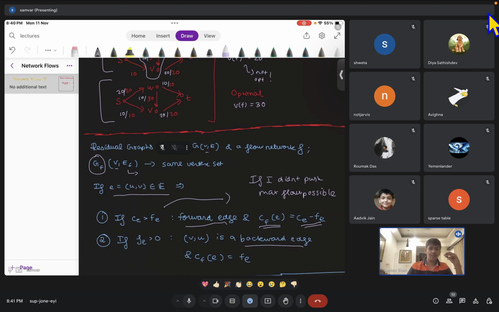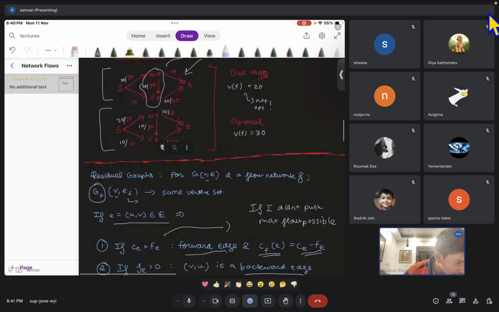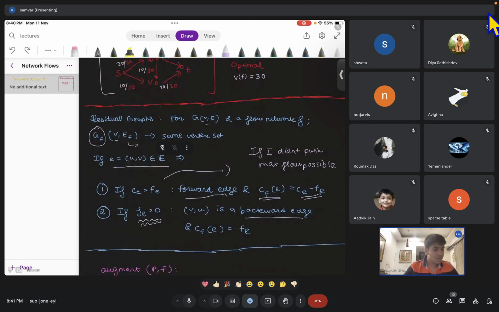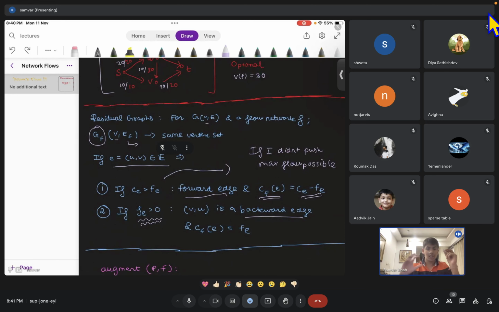Now, backward edges is the interesting one. That is when F_e is greater than 0. If I pushed something, you can have cases where F_e is 0, like here. From S to V, F_e was 0. But if it's greater than 0, what happened? If it's greater than 0, then we say that V comma U. This is the undoing term. Instead of having U comma V as an edge, we now say V comma U. V comma U is a backward edge and its residual capacity is F_e because that is the amount you can undo.